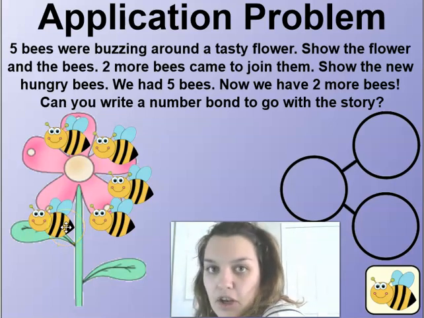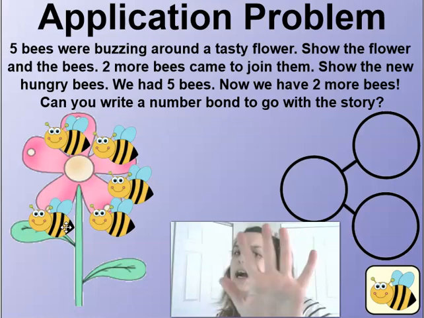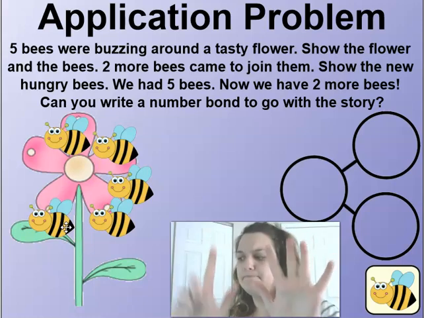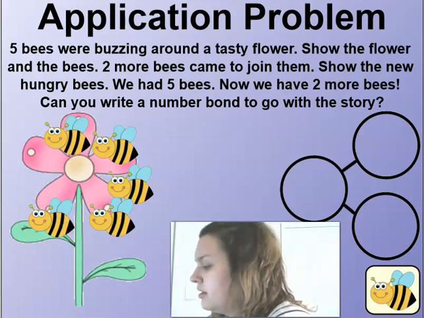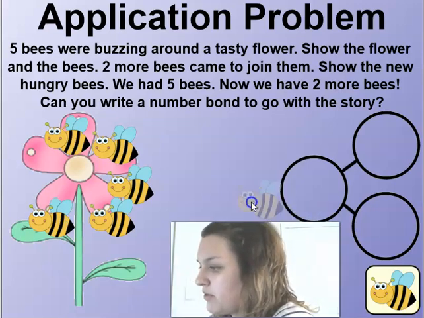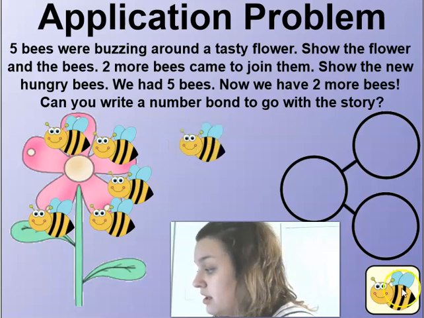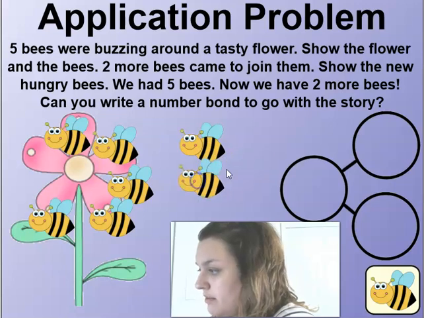Then guess what happened? 2 more came to join them. So we have 5. And then 1, 2. I wonder if anyone knows this number. I'm going to keep them over here because they're just going to get close to the flower so we don't get them confused. They're getting ready to buzz around the flower. Here's 2 more.